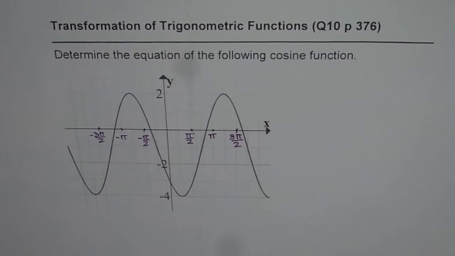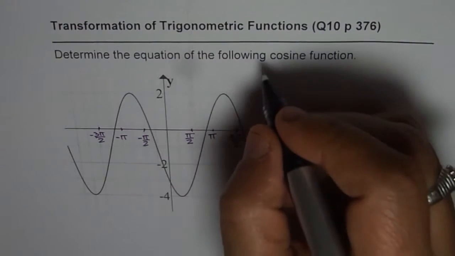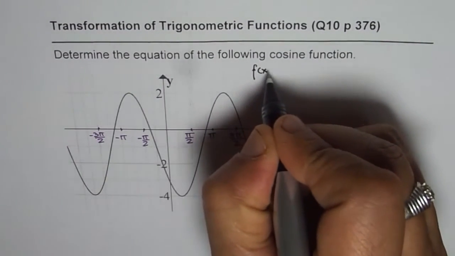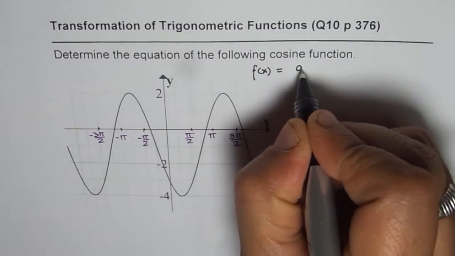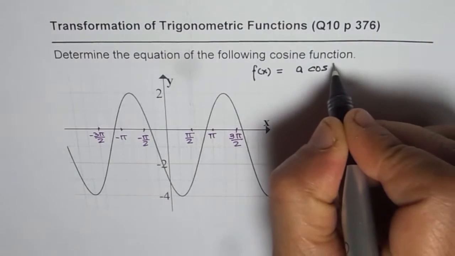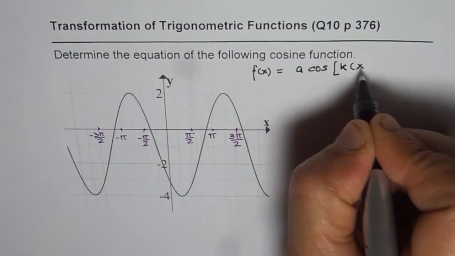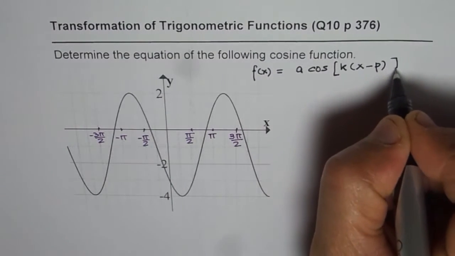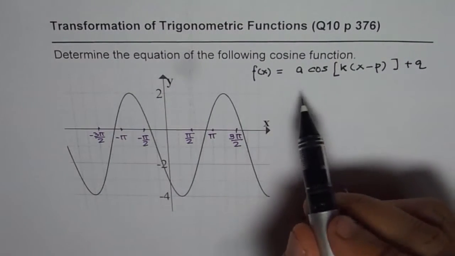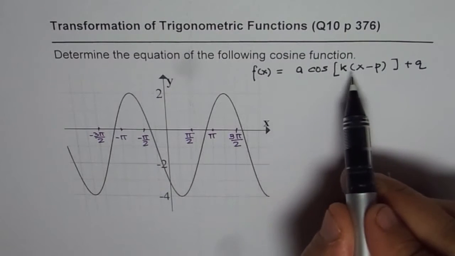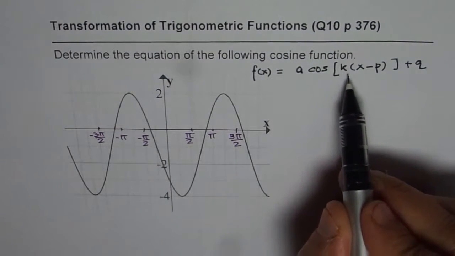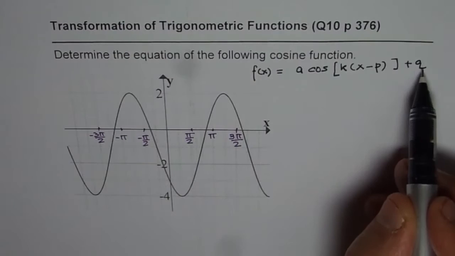Question 10, page 376. Now, Ellen, as requested by you, here is an explanation to find the equation from the graph of a cosine function. In general, a transformed cosine function can be written as f(x) = a cos(k(x - p)) + q, where a is the amplitude, k is the number of waves in 2 pi, p is the phase shift, and q is the axis.